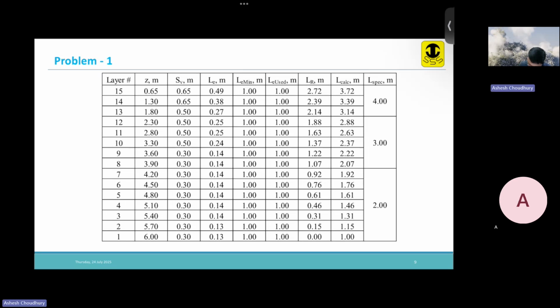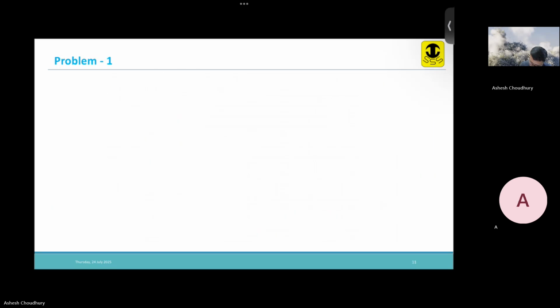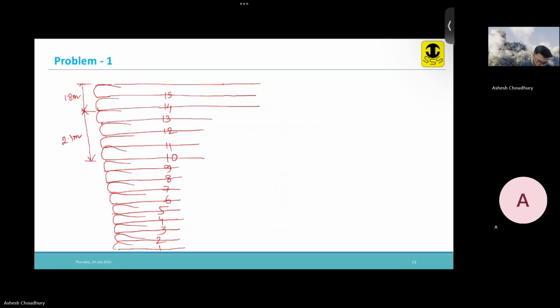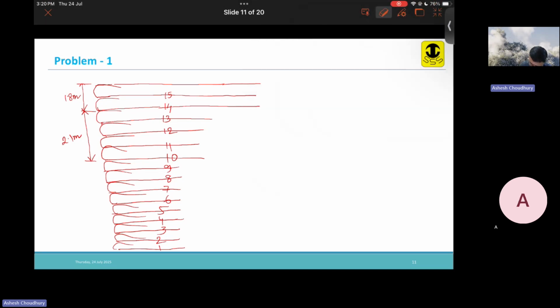This is 1.8. 13th layer. 6 solid. 3. That's why. Wait. I will tell you what the confusion is.